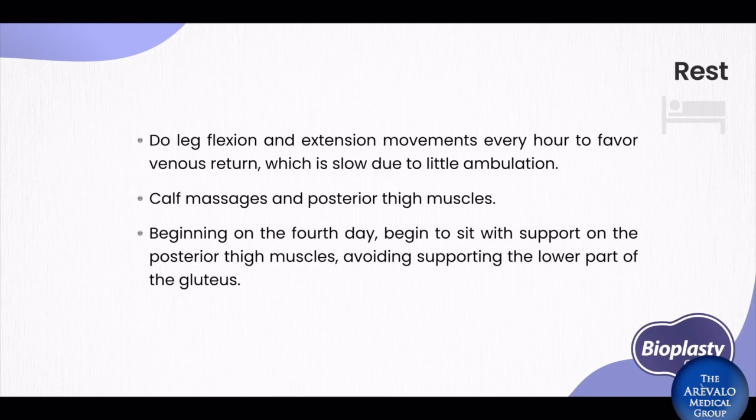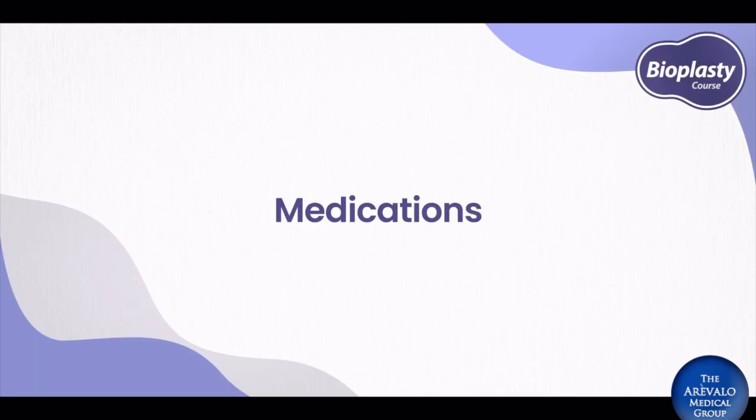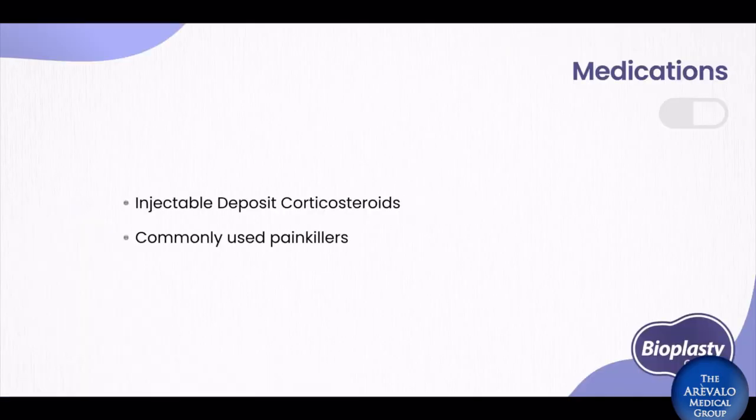From the 4th day onwards, the patient can start to sit, supporting on the posterior thigh muscles, avoiding supporting the lower part of the gluteus. What medications are recommended after gluteal bioplasty? Right after the procedure, use an injectable depot corticosteroid. If the patient feels any pain, commonly used painkillers will do the job.